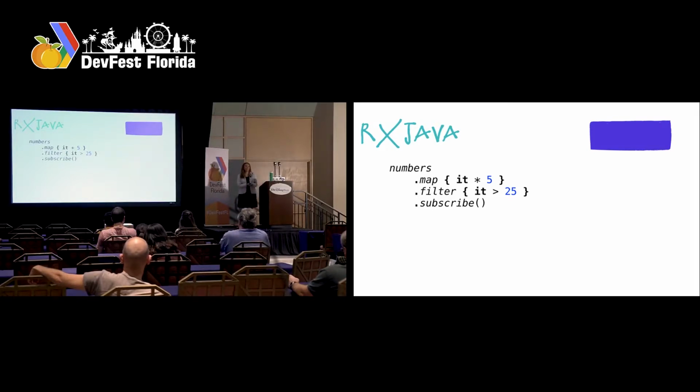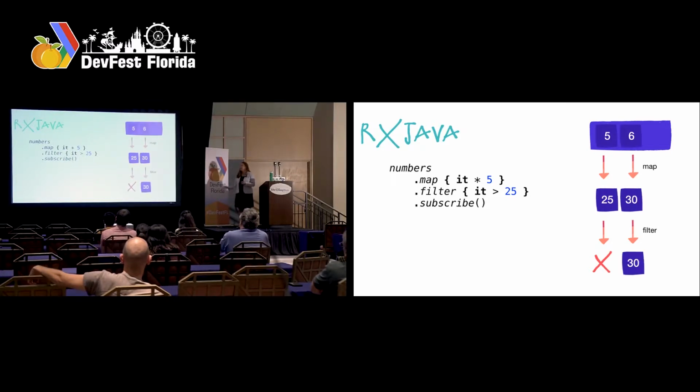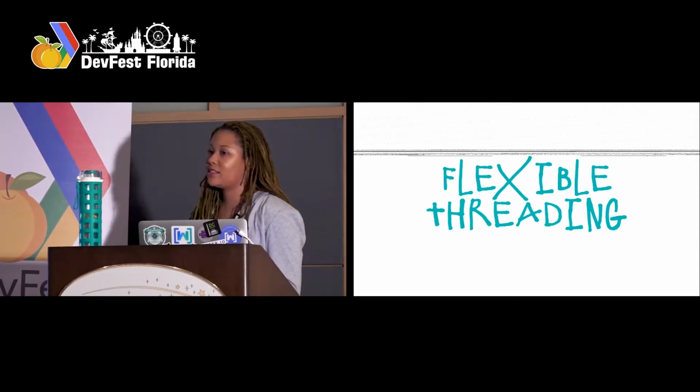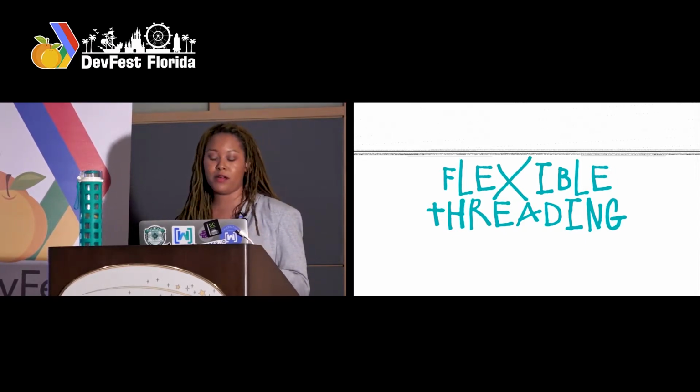There may be nothing there yet. All you're saying is, this is what I want you to do. When a number comes in, this is how I want you to handle it. So when 5 does show up, then it will go through the entire pipeline. And the same thing for 6, and the same thing for 7. So this is one reason why people really like working with RxJava, that you can handle the data as it comes along. Another perk is that it has a very flexible threading model.